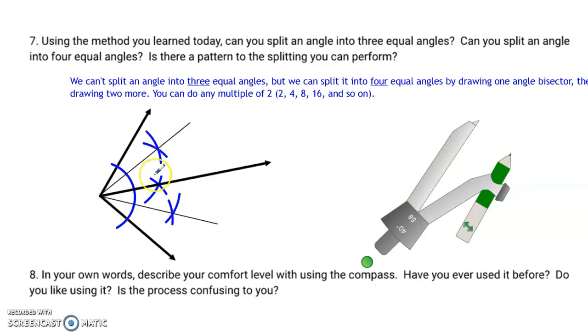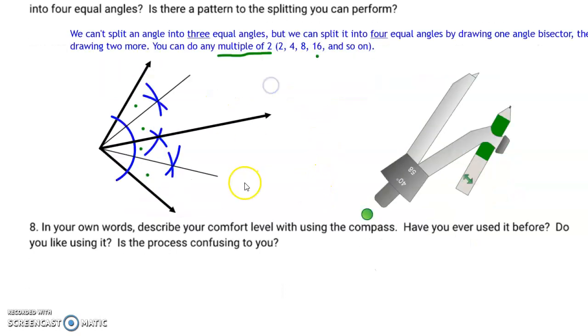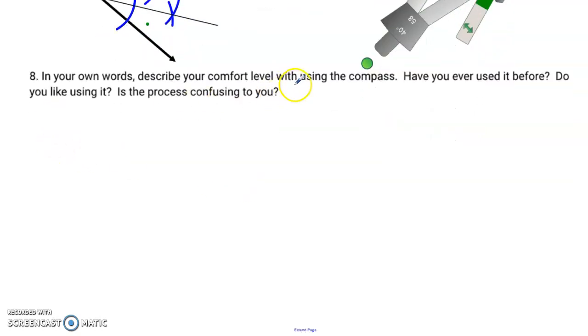I could keep doing that over and over again as many times as I want. Here I made 4 equal angles. I could bisect this one, this one, this one, and this one to make 8 equal angles, then 16 equal angles. I'm just multiplying by 2. They're multiples of 2. And then for question 8, that's very subjective.